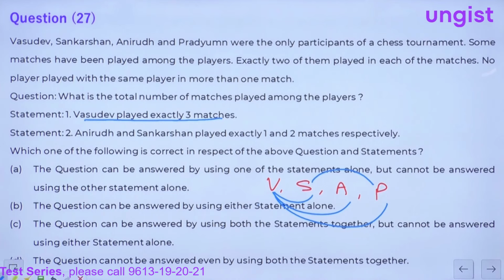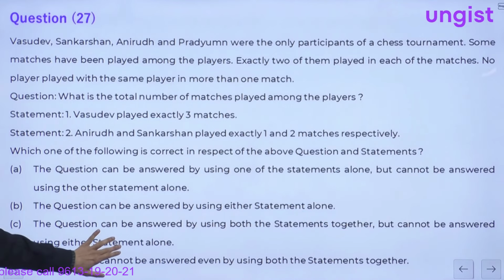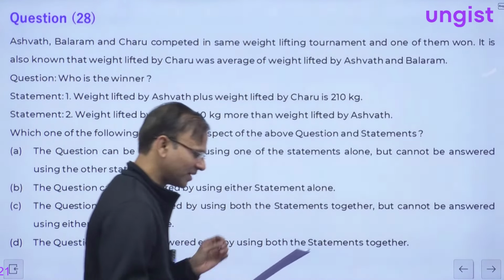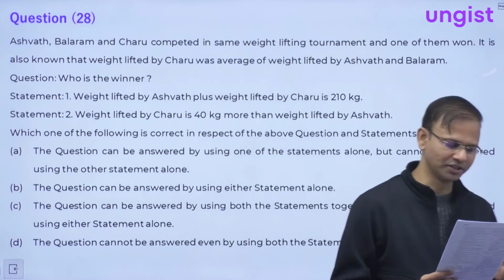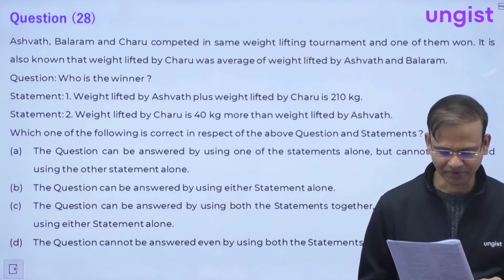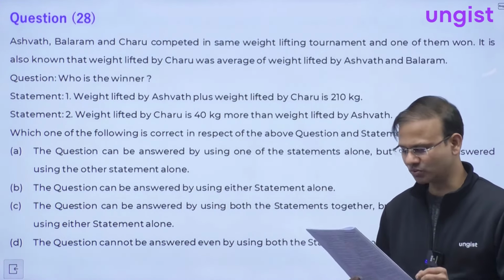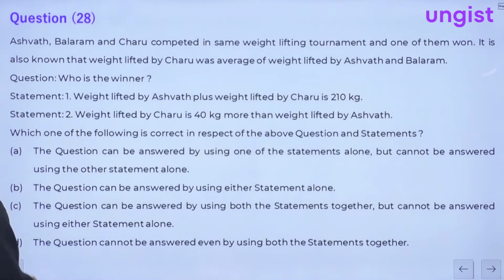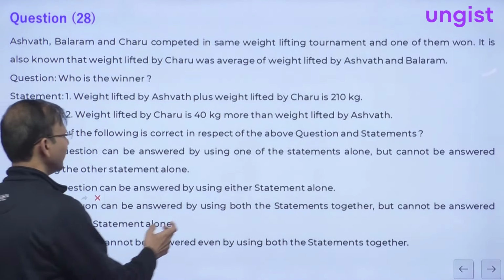Now, question number 28. Shall we move, guys? Question number 28 was what? Simple one. Ashwath, Balram and Charu competed in the same weightlifting tournament and one of them won. It is also known that the weight lifted by Charu was the average weight lifted by Ashwath and Balram. Guys, C is lying between A and B. Yes or no?